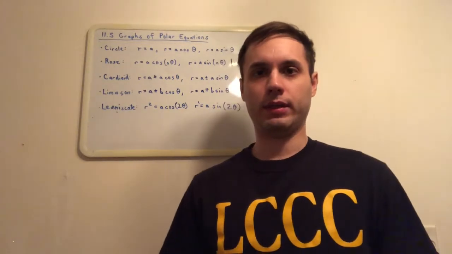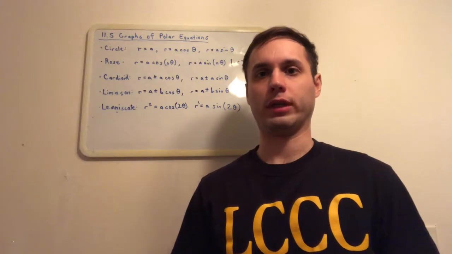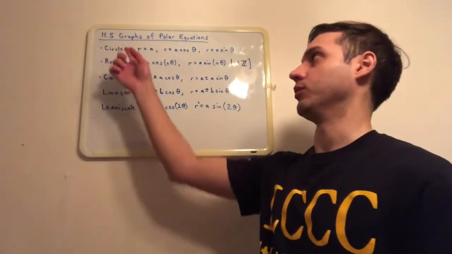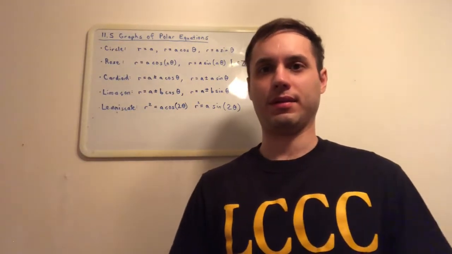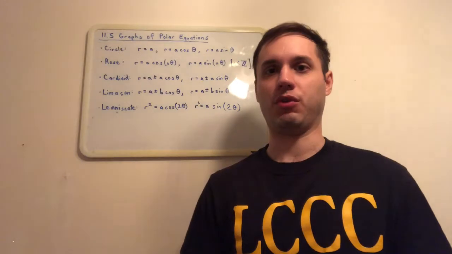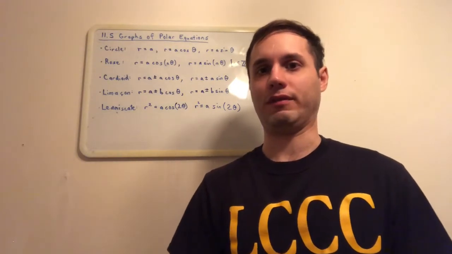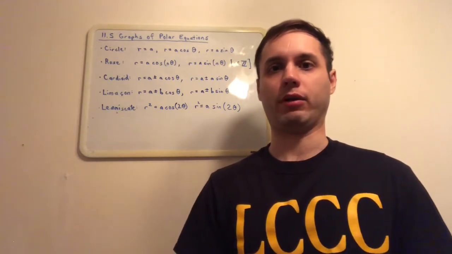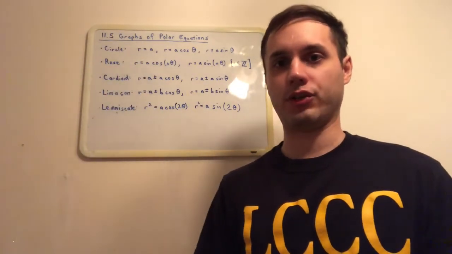Hi everyone. Now that we've seen in section 11.4 the basics of polar coordinates, we're going to take a look at, in this next section, 11.5, some graphs of polar equations. This is the second section in your book that deals with polar coordinates. We'll deal with one more after this, so 11.4, 11.5, and 11.7 all deal with polar coordinates in one way or another. We'll take a look at some graphs of some polar equations in this section.